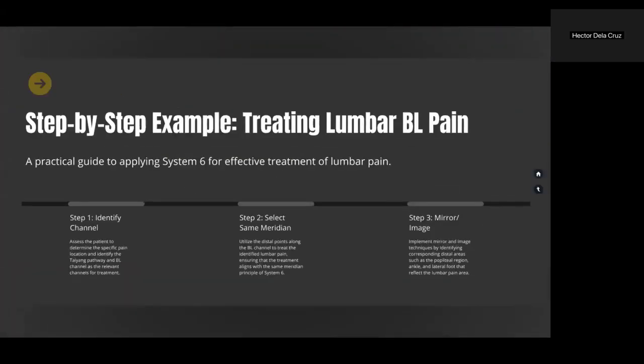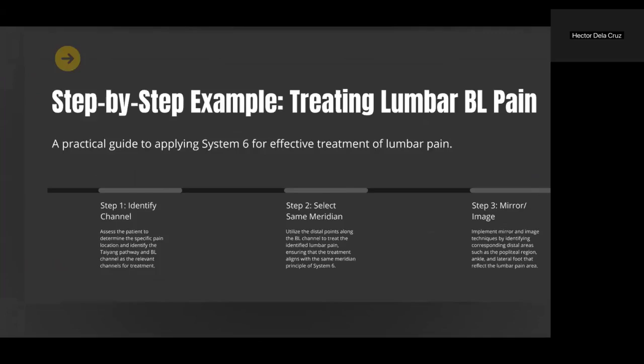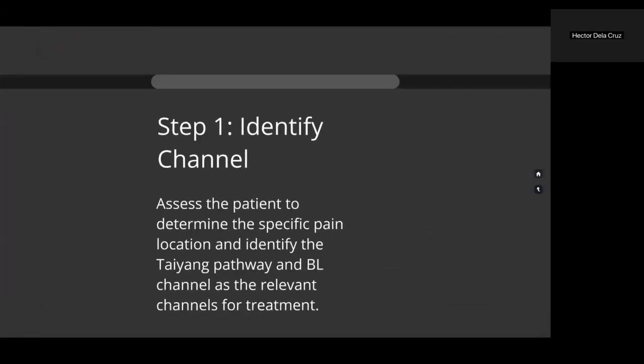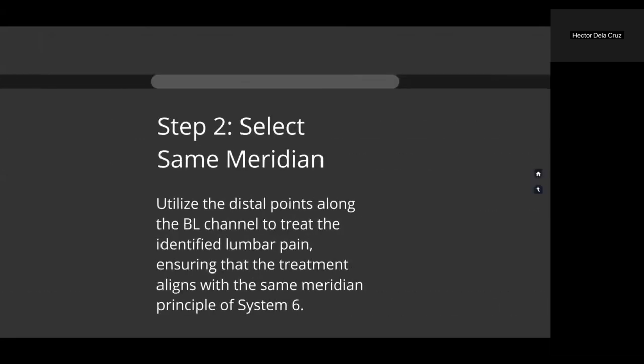Step-by-step example, treating lumbar bladder pain. A practical guide to applying System 6 for effective treatment of lumbar pain. Step 1. Identify the channel. Assess the patient to determine the specific pain location and identify the Tai Yang pathway and bladder channel as the relevant channels for treatment.